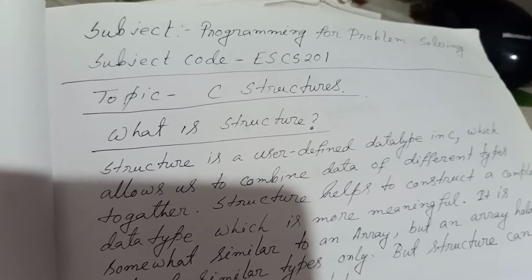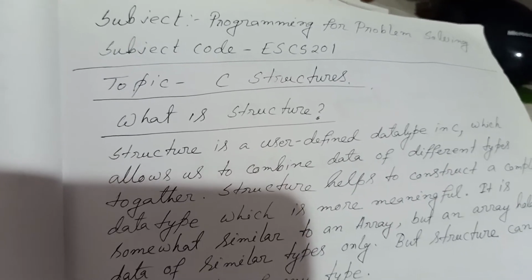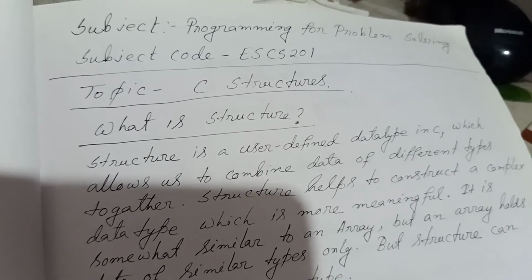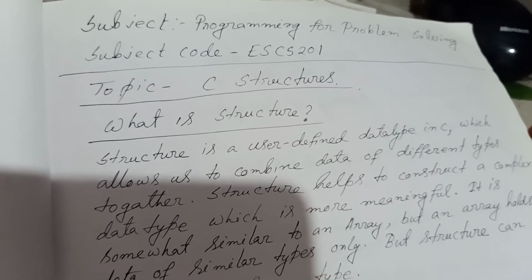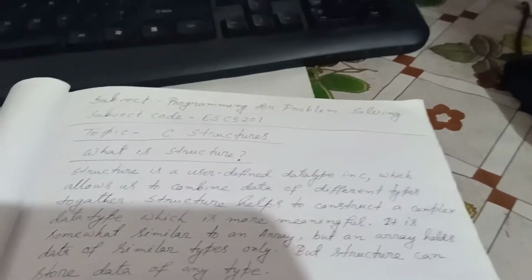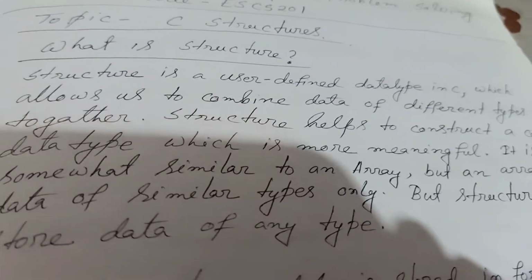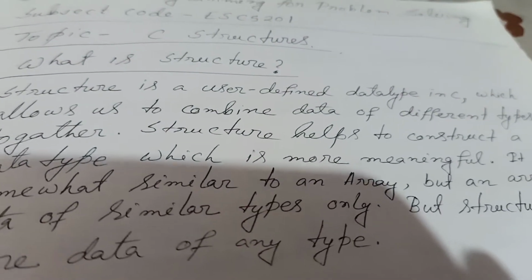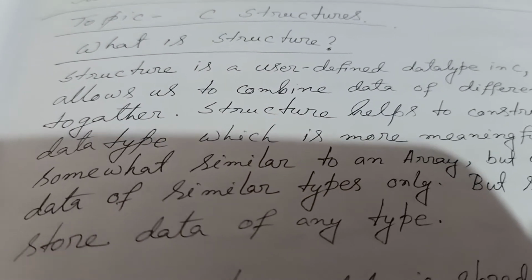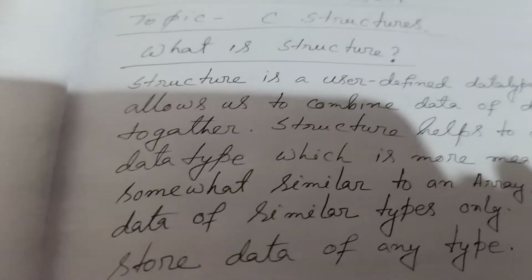As earlier, we have learned function and recursion of function. So today we are starting C structures. So what is structure? Structure is a user-defined data type. Okay, in C we are using user-defined data types in functions also, but there is a limitation.